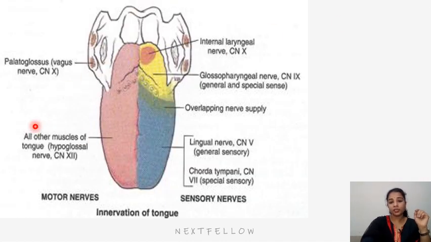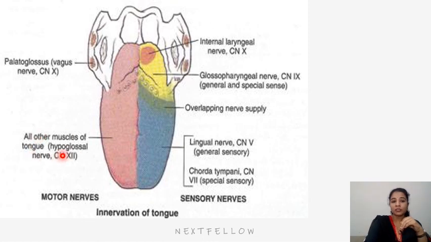So that was about the muscles and their action. Like, let's see the nerve supply, the motor supply. All these muscles developmentally are from occipital myotomes except palatoglossus. Palatoglossus is a part of soft palate muscle. So except palatoglossus, all the muscles which are derived from the occipital somites or occipital myotomes are supplied by hypoglossal nerve, that is the 12th cranial nerve.